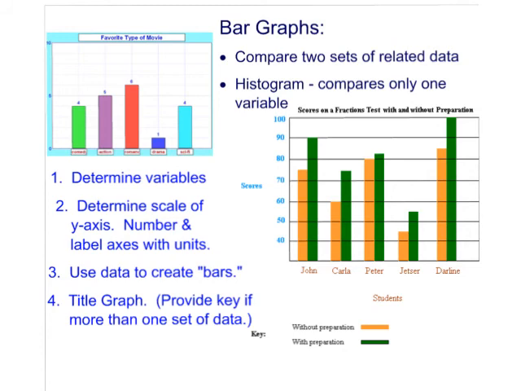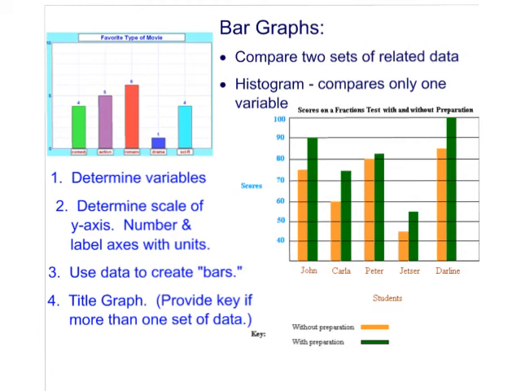Last kind of graph to look at is the bar graph. Bar graphs compare two sets of related data. However, if they're only comparing one variable, it's not called a bar graph technically, it's called a histogram. This is technically a histogram. There's only one variable being looked at, whereas this is a bar graph. It has the two sets of variables.